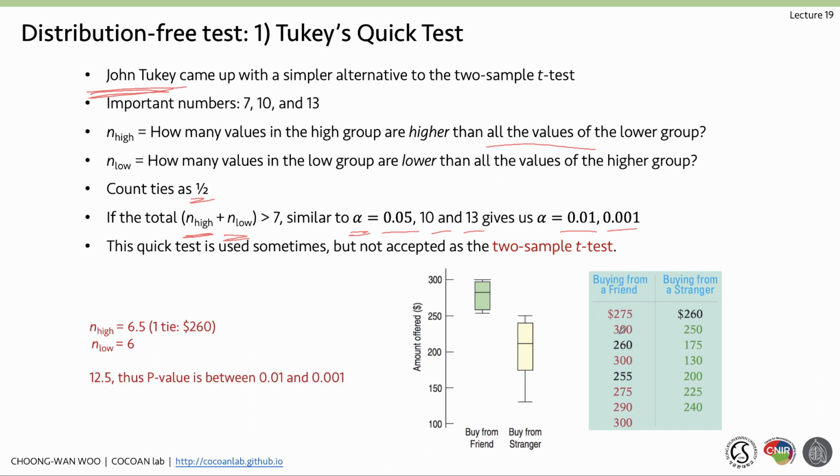See this example? You can count the values that are higher than the largest number of the other group, that is 260, and there are 1, 2, 3, 4, 5, 6 numbers, and also there is one tie, 260, that counts as 0.5, so that's 6.5. And the lowest number of group 1 is 255, and then there are 6 numbers that are smaller than the first group, so n low is 6, therefore the sum is 12.5, thus the p-value is between 0.01 and 0.001.